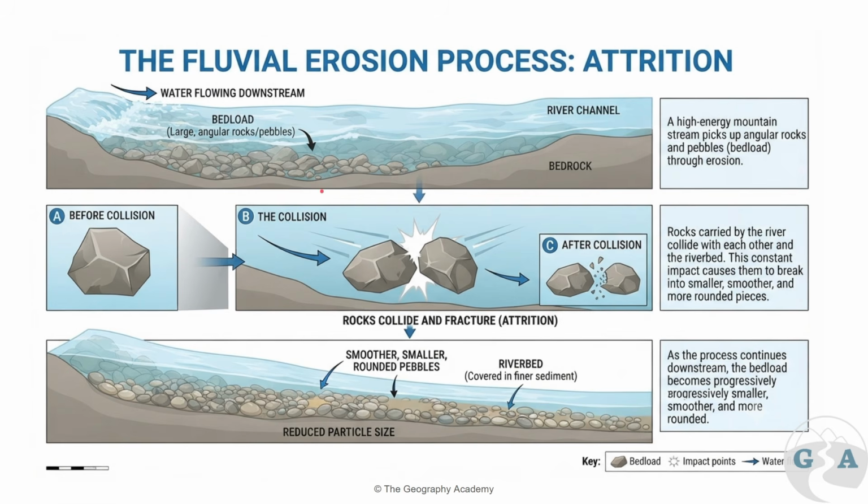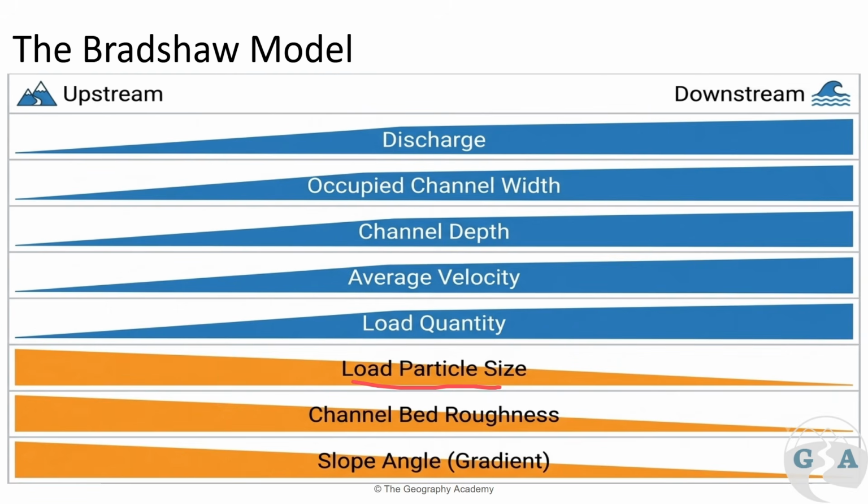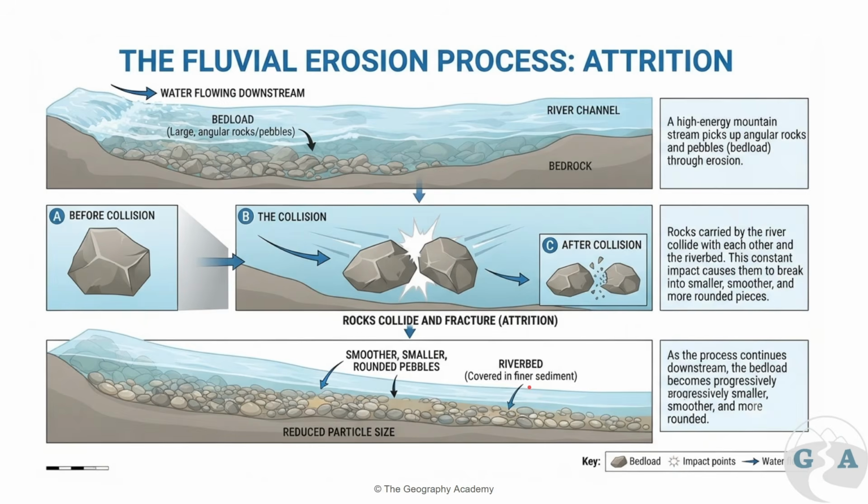The idea of attrition is that sediment size, like we looked at, and according to the Bradshaw model, the particle size is decreasing as it goes downstream. So as part of that, we expect attrition to happen. This is where the rocks start off much larger and more angular, and they start to break off each other as the river moves them. And this eventually puts them into smaller, rounder pebbles and then breaks it down into even finer sediment, into sand and silt.